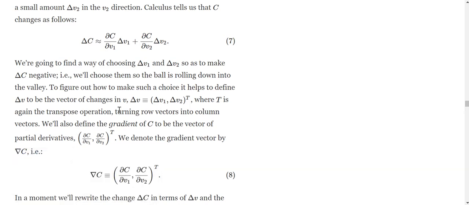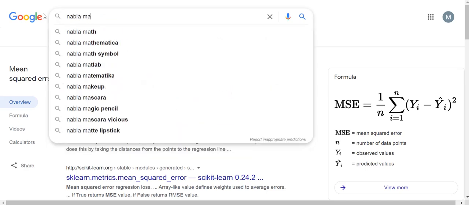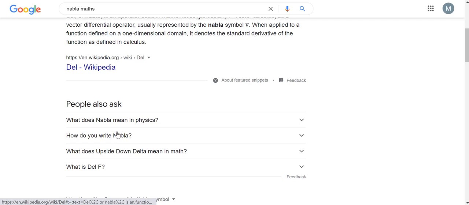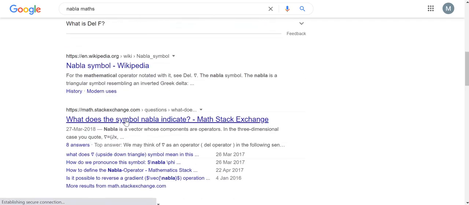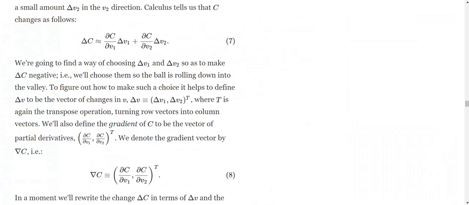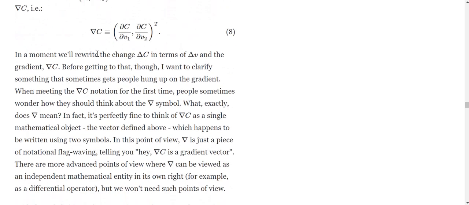If you're not familiar with this symbol, I believe it is known as del or nabla in maths. This is the nabla notation, but I'm going to refer to this as the gradient of C. So the gradient of C is another vector. In a moment we will rewrite the change delta C in terms of delta V and the gradient of C.